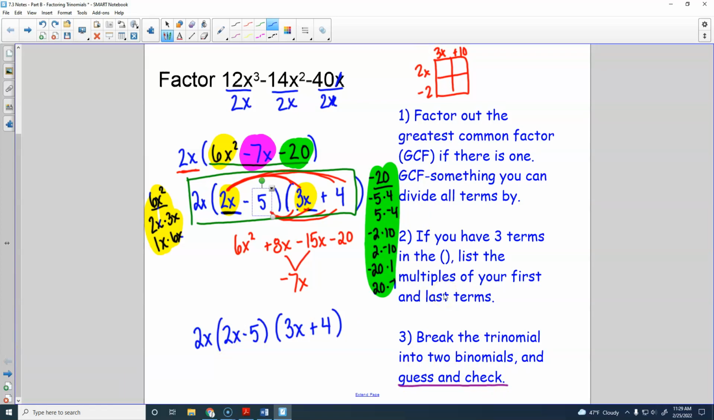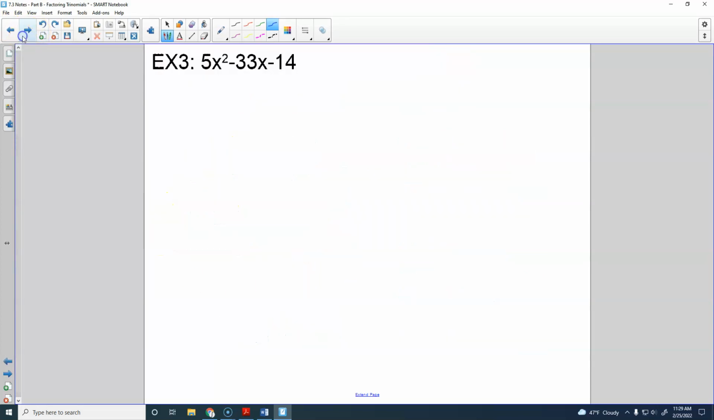Now, obviously, we've only done one problem. We're going to do a lot more on Monday so that you guys will see what we're doing. So, for example, if I was just looking at one where nothing could be factored out, this one would not have a greatest common factor. So you would start with like 5x squared, which would be 5x times 1x, and then negative 14. So 2 times 7 and negative 1 and 14. And then you would go straight to doing that stuff I was doing at the end for those.